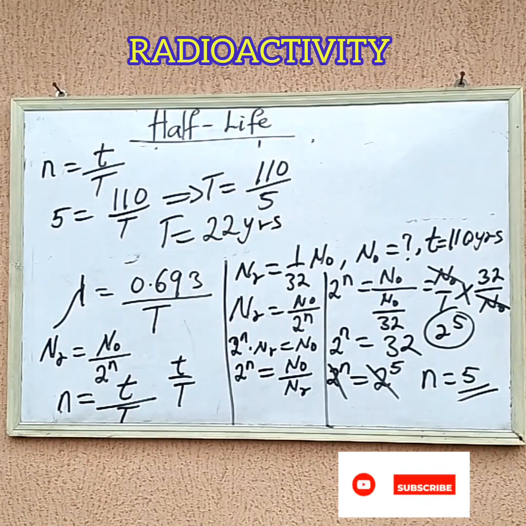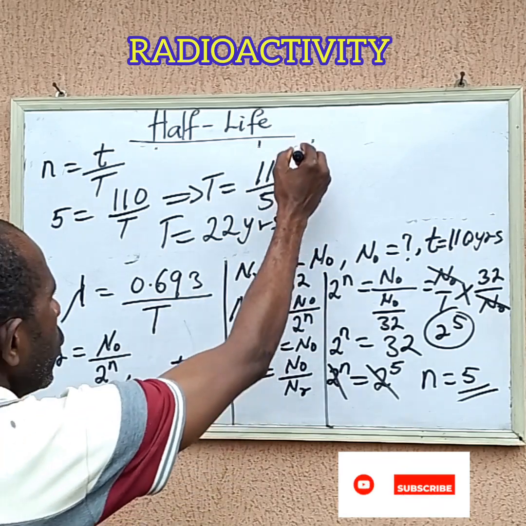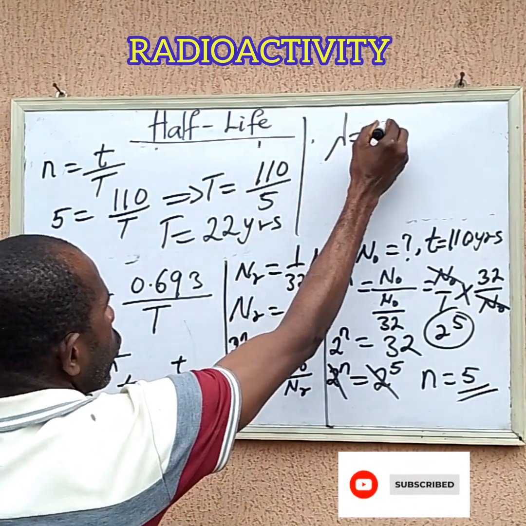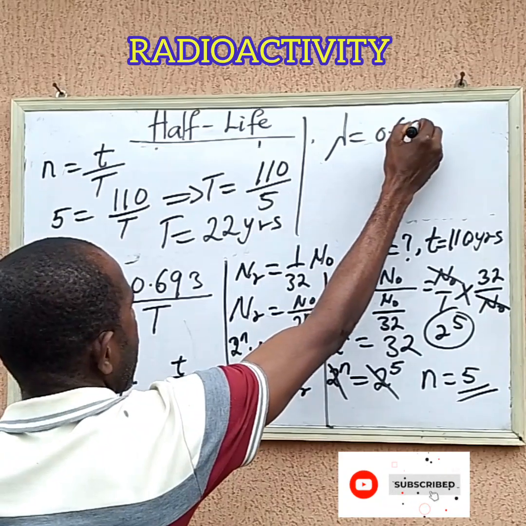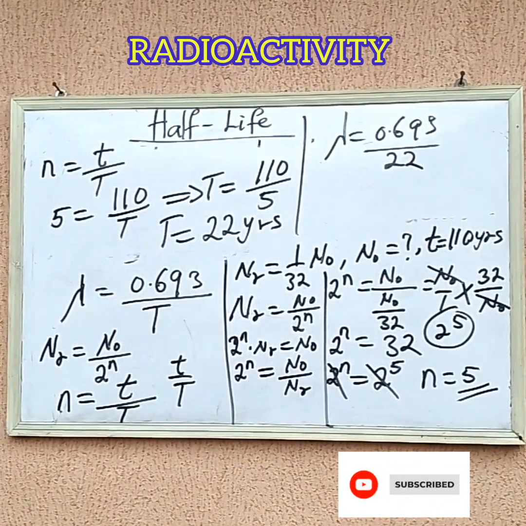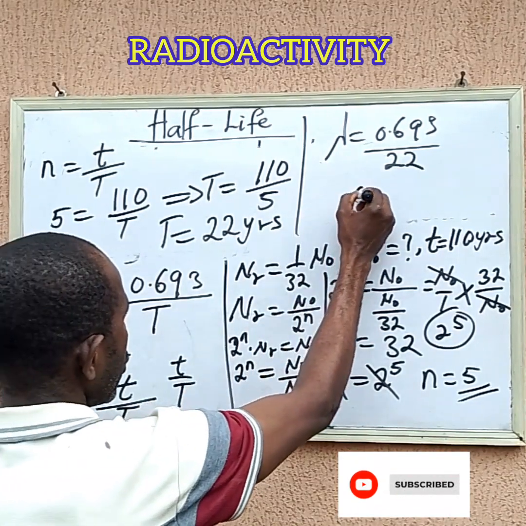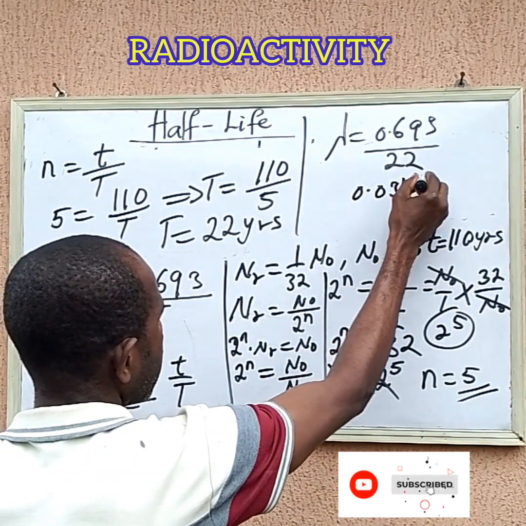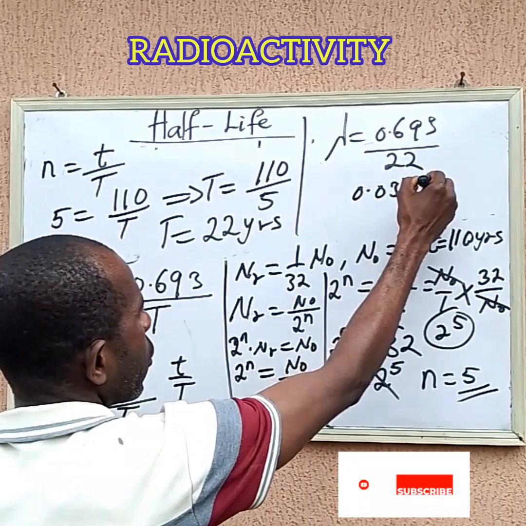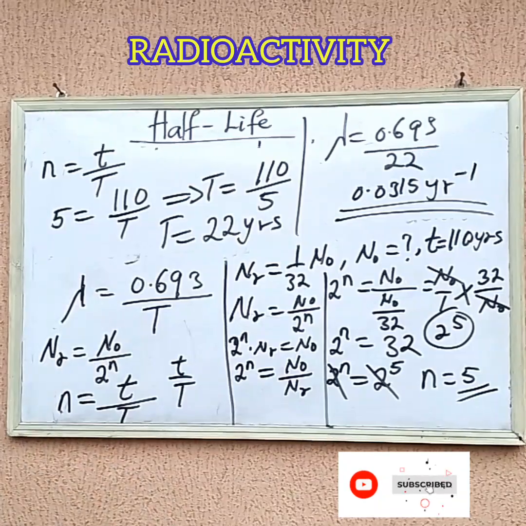This is 22 years. So let us go back to our original equation, which is what we want to find now. We're going to have lambda equal to 0.693 all over 22. So get your calculator, let us divide it and get our answer. At the end of the day, you're going to have 0.0315. Now, because we are dividing by years, it's going to give us per year. So this is the answer to this question.